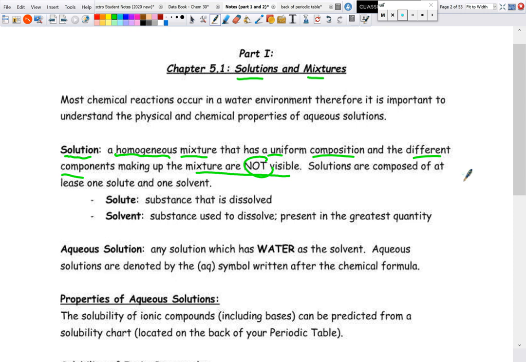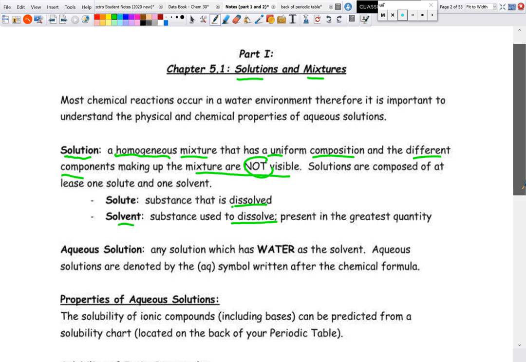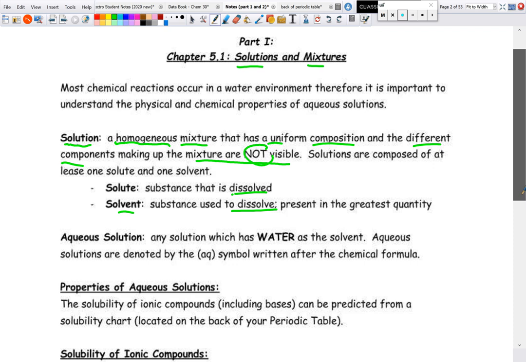Solutions are comprised of at least one solute and one solvent. Now we can get in more solutes, but generally it's just one solvent. So the solute is the substance that is dissolved, and the solvent, the substance that is used to dissolve something. It's in the greatest quantity. Now, for the most part, we're going to be dealing with a lot of solutions in water.